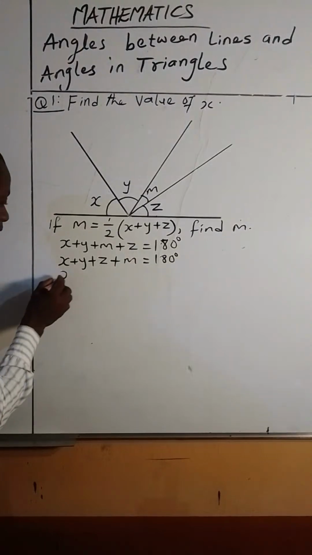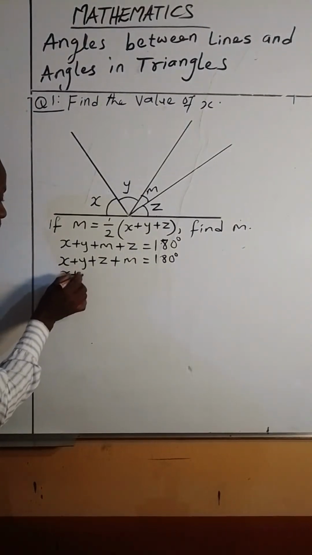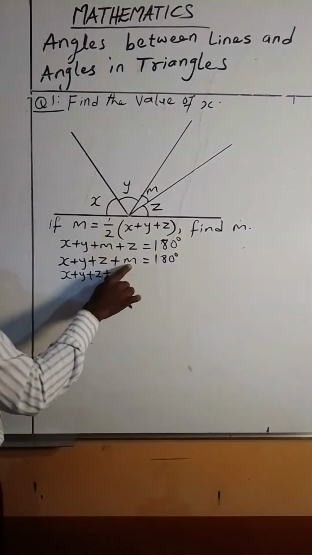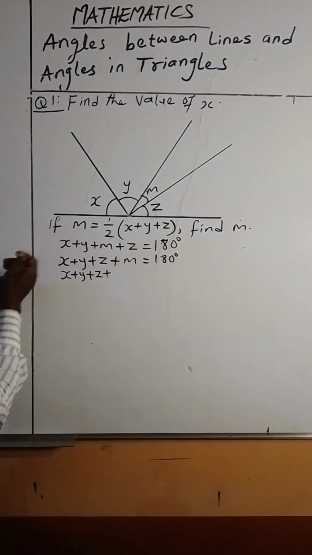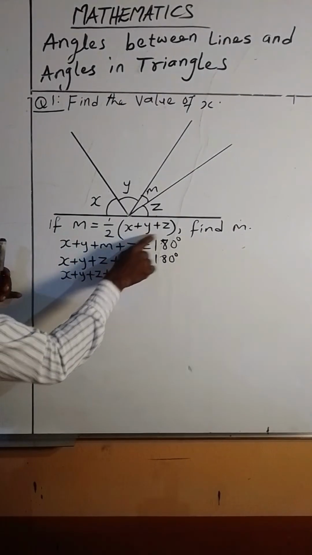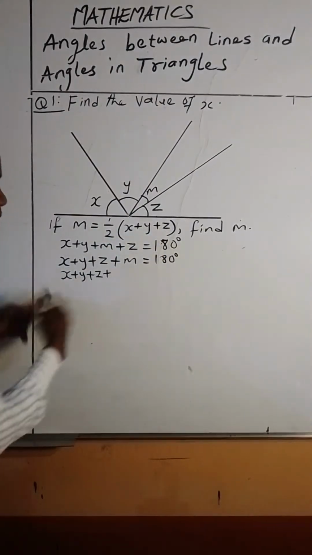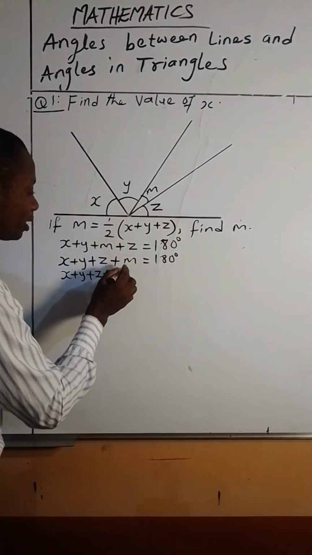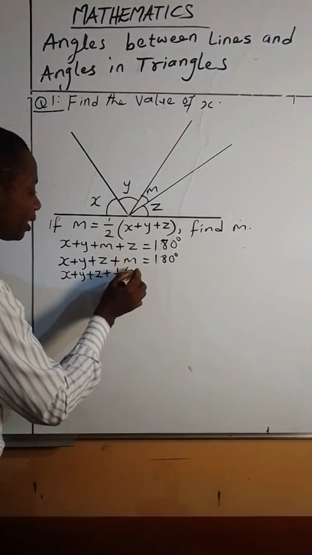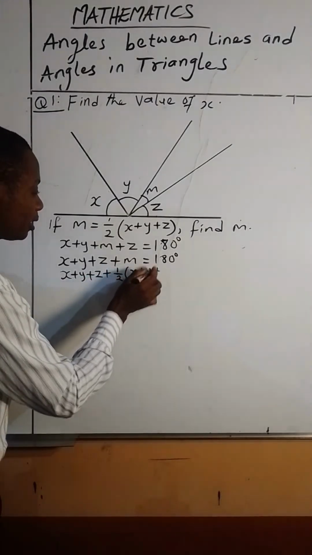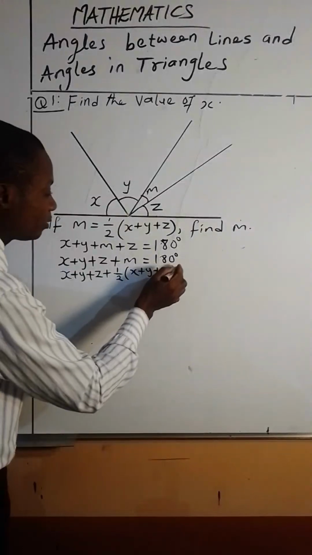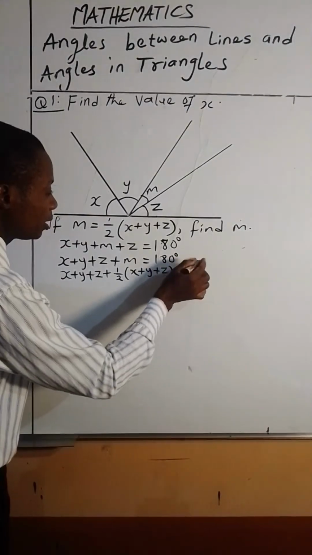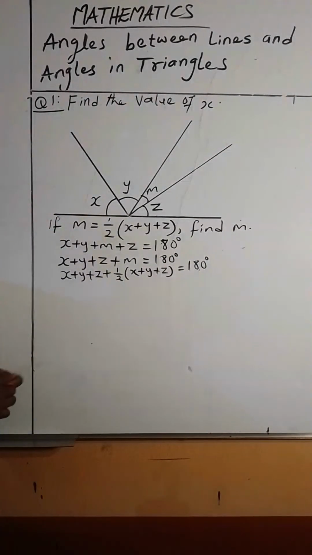So now we have to replace this with this. Please, let's just pay attention as we proceed. x plus y plus z, then this is plus. In place of m, m is equal to half of x plus y plus z. So just replace it here. We then have a half of x here, then this is y, then this is z, then equating it to 180 degrees. This is what we are going to equate it to be.